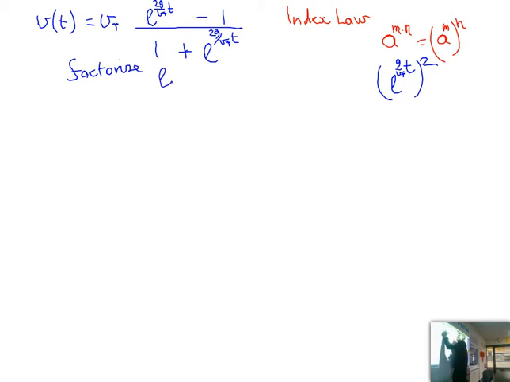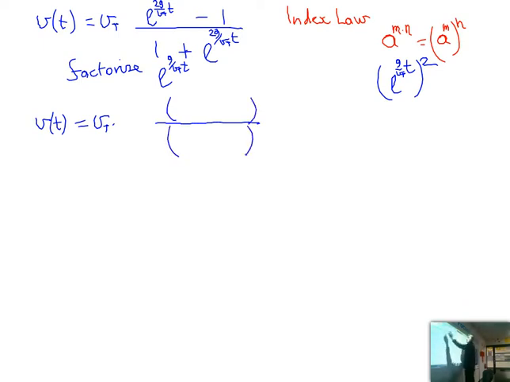Let's take out a factor of e to the power of g on terminal velocity times time from both the numerator and the denominator. So our velocity now becomes terminal velocity multiplied by, let's first factorize it out from the numerator.